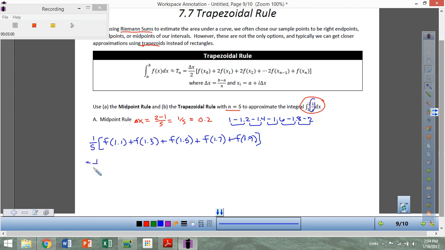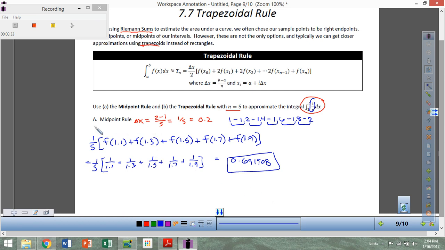So I'm going to have 1/5 times 1 over 1.1 plus 1 over 1.3 plus 1 over 1.5 and so on, 1 over 1.9. And obviously you would be given a calculator to evaluate this. I wouldn't expect you to do this by hand. But if I take 1/5 times the sum of all of these heights, I get 0.691908. Okay, so that's my estimation using midpoints.